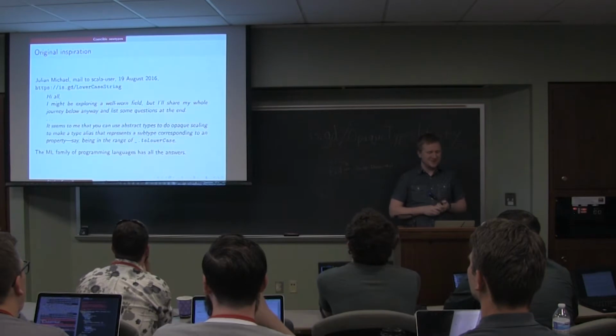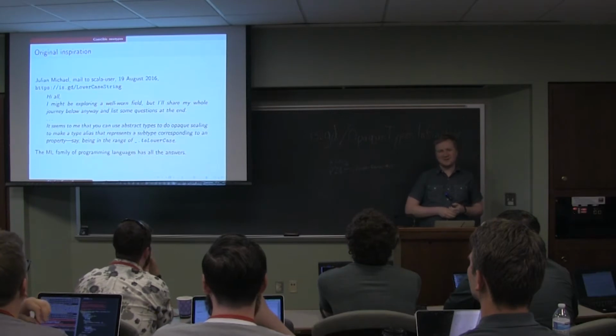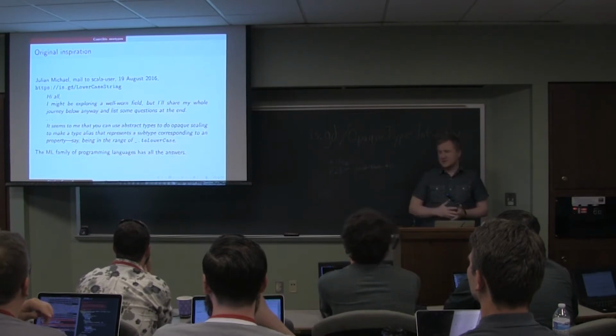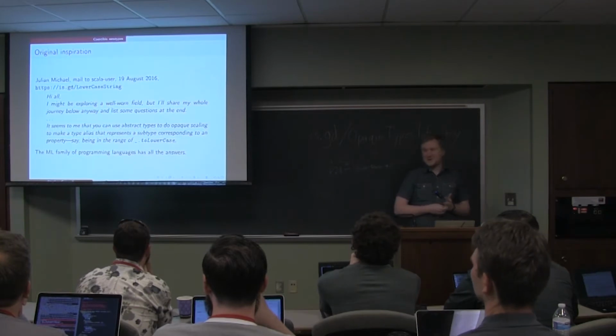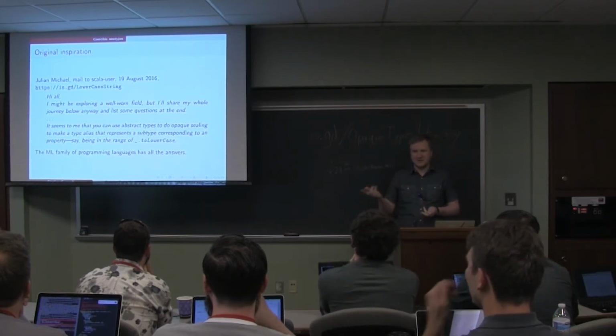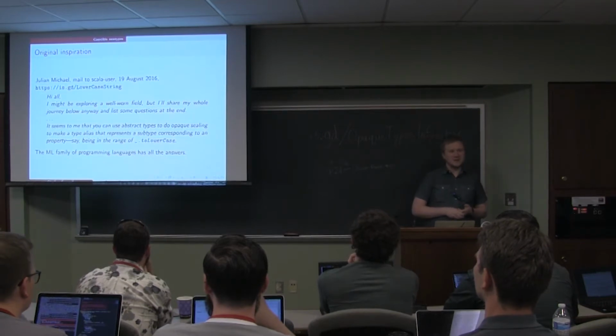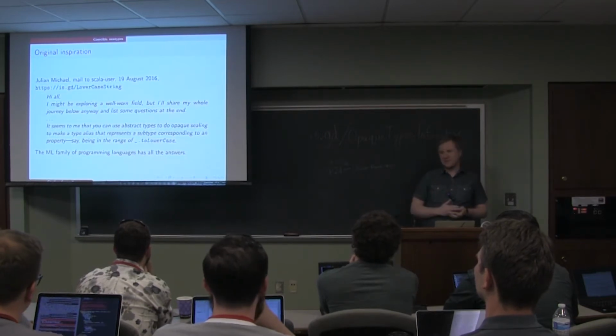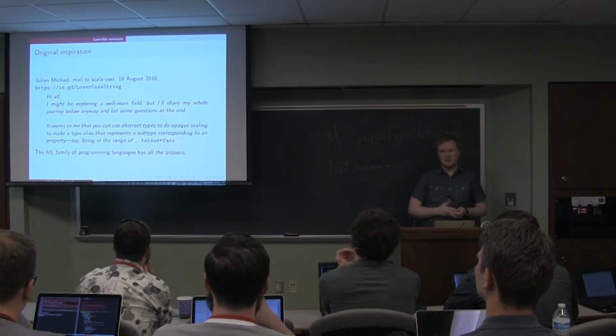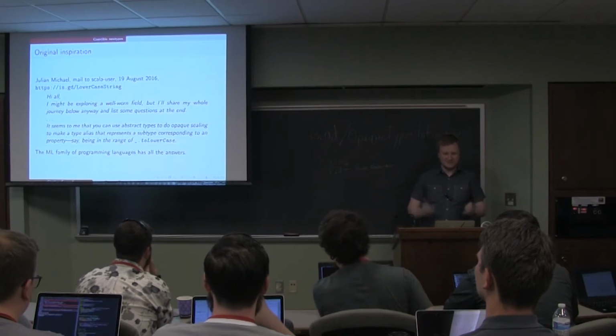"All right, so hi all, I might be exploring a well-worn field." Well, yes, if you're talking about OCaml or SML, but not at all in Scala at the time. But the key point here is, he says, "it seems to me that you can use abstract types to do opaque sealing to make a type alias," etc. So that's exactly what we're going to do. We're going to borrow the technique from the ML family of languages to create opaque types.